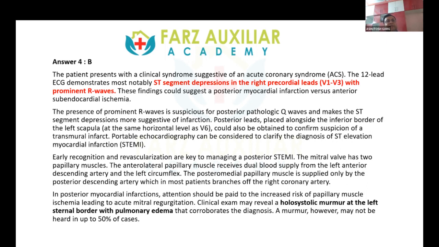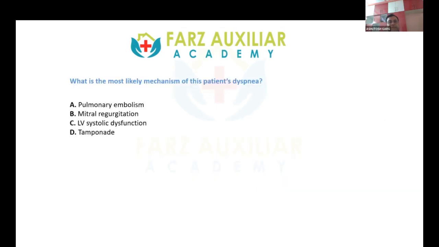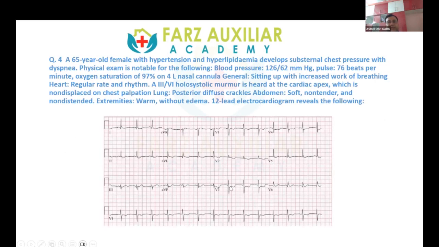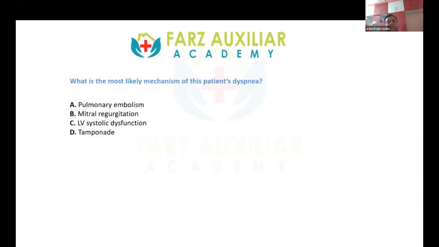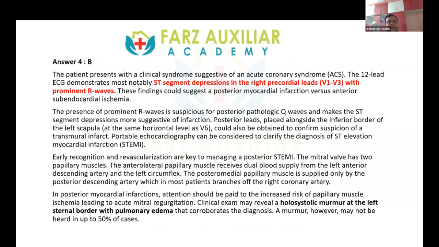ECG is showing ST segment depression in right precordial leads V1 to V3 with prominent R waves. So you can see this is the ST segment depression in V1, V2 and V3 with prominent R wave. Okay. So this tells us about the posterior MI. Attention should be paid to increased risk of papillary muscle ischemia leading to acute MR, and the holosystolic murmur and pulmonary edema corroborate the diagnosis.